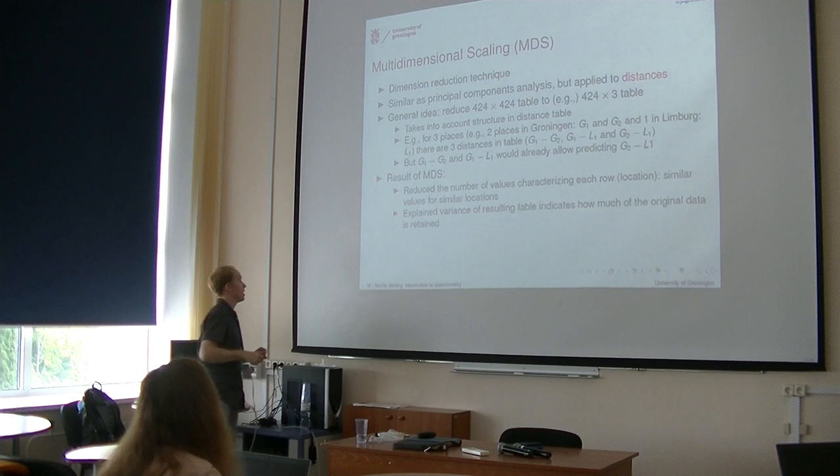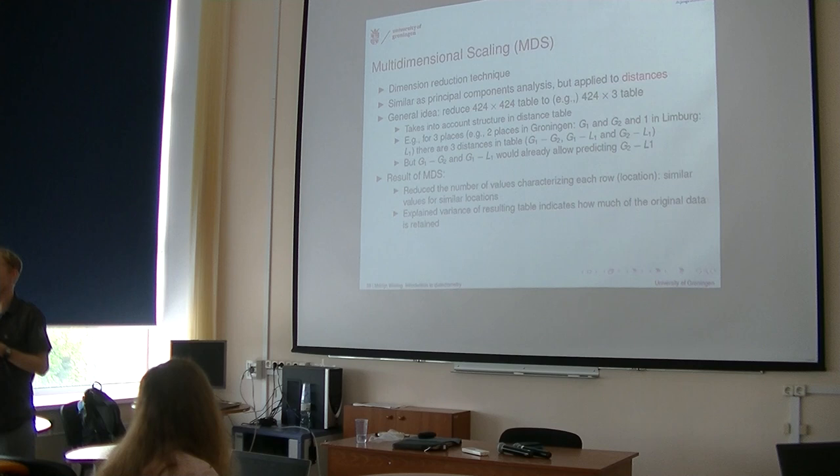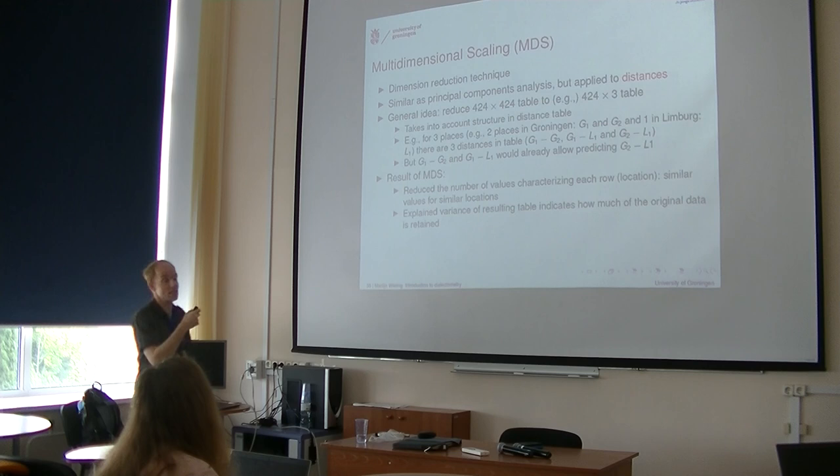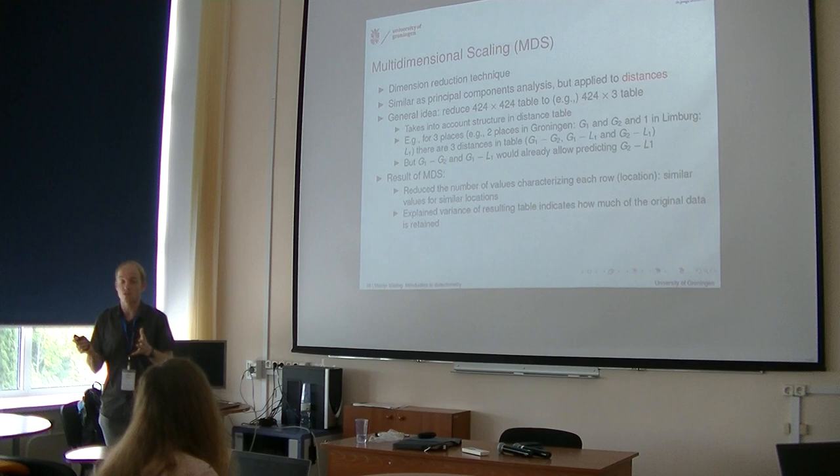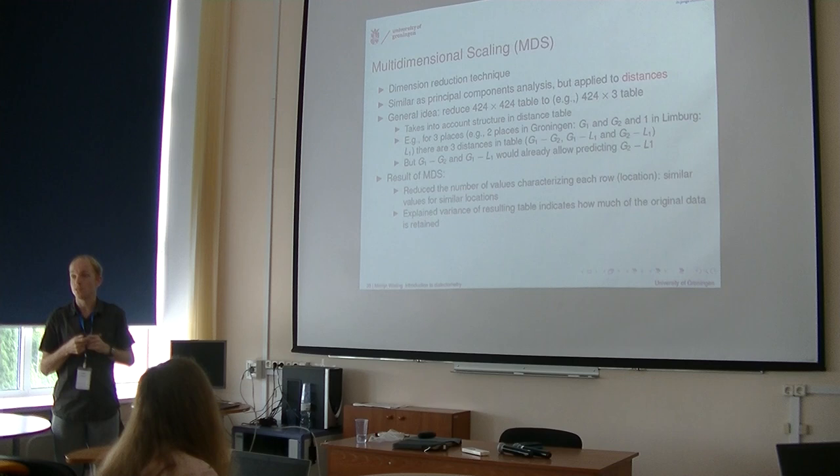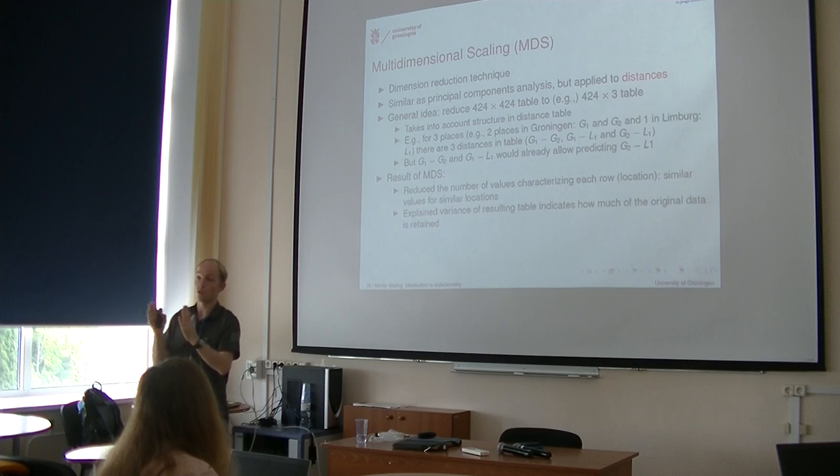So the method I do like is multidimensional scaling, because we're not attempting to make any clusters. It's a dimension reduction technique. If you've ever heard of principal components analysis or singular value decomposition, it's all fairly similar. The idea is that we have this huge table, 424 times 424, and we want to make it a smaller table, 424 times 3. So rather than having 424 rows and 424 columns, I'm making 424 rows and only 3 columns. Can you do that? Yes, I can.